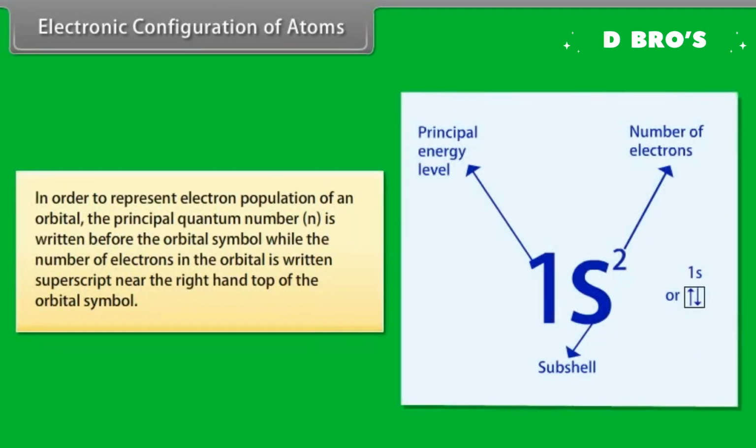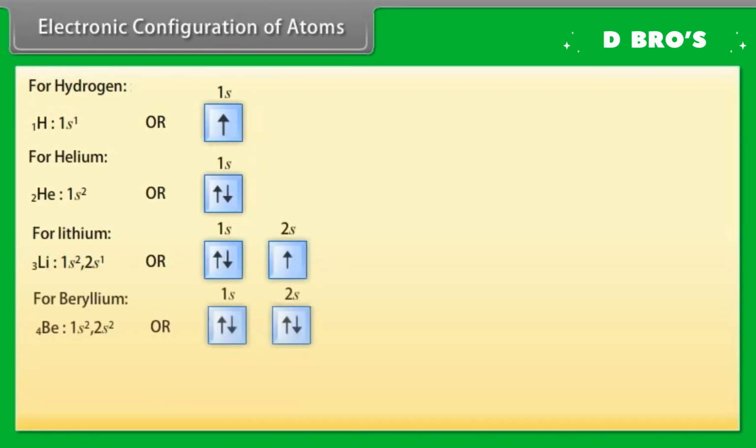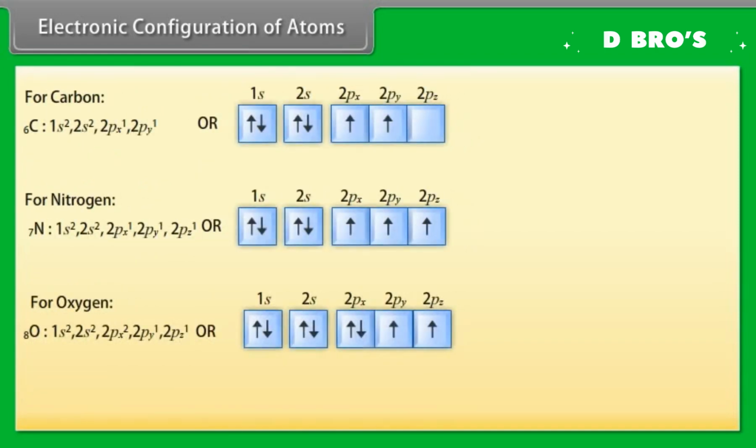Electronic configuration of atoms. In order to represent electron population of an orbital, the principal quantum number n is written before the orbital symbol, while the number of electrons in the orbital is written as a superscript near the right-hand top of the orbital symbol. If we have 2 electrons in the s orbital of first energy level, then it is written as 1s squared. For hydrogen, helium, lithium, beryllium, boron, carbon, nitrogen, oxygen.